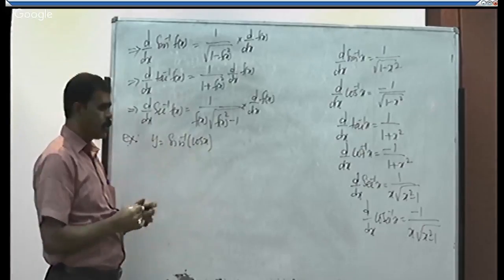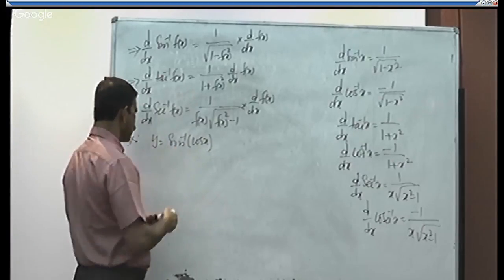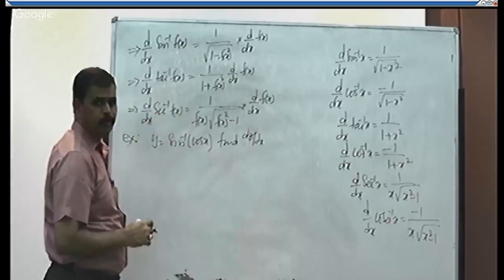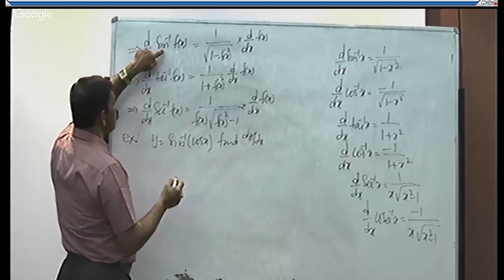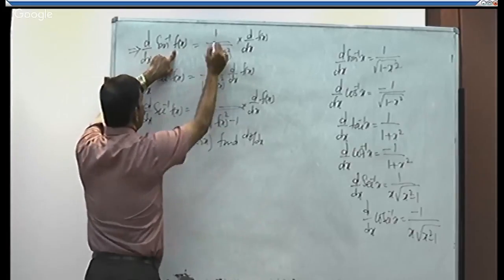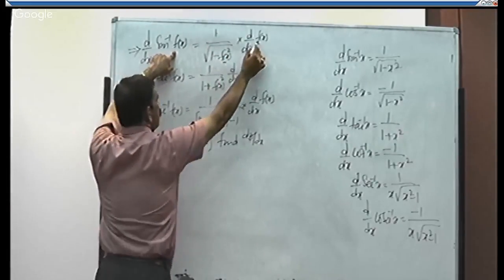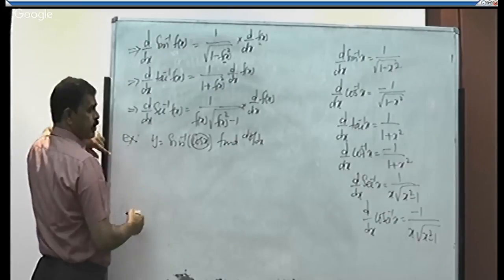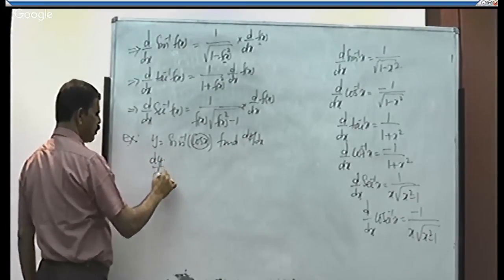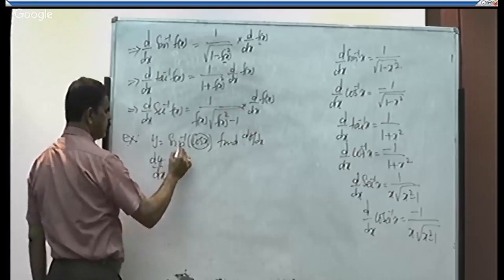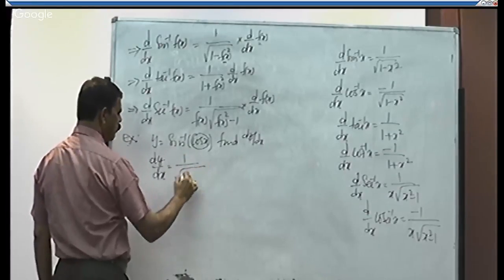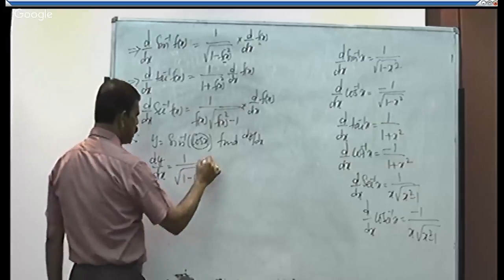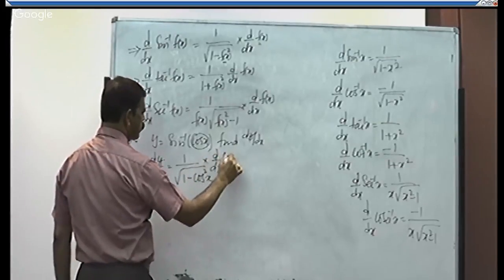The given function is y = sin⁻¹(cos x). Find dy/dx. Simple problem. For sin⁻¹ of a function, the answer is 1 by root of 1 minus function square into d/dx of the function. Compare this: cos x is the function. Therefore, on differentiating, dy/dx equals 1 by root of 1 minus cos square x, into d/dx of cos x.